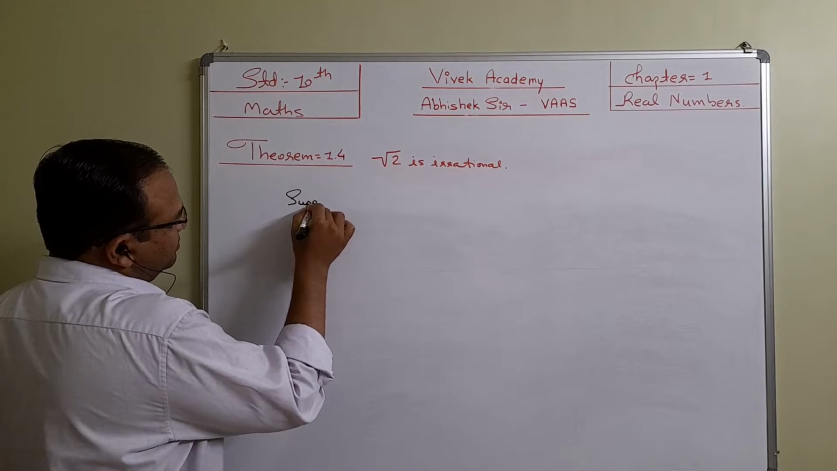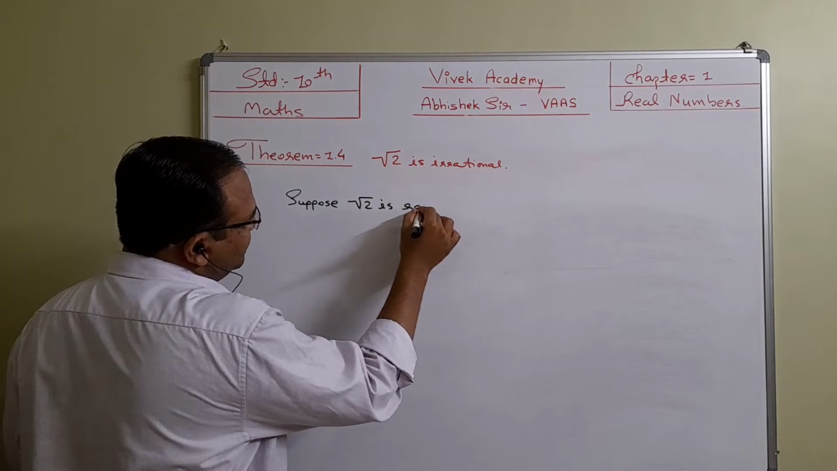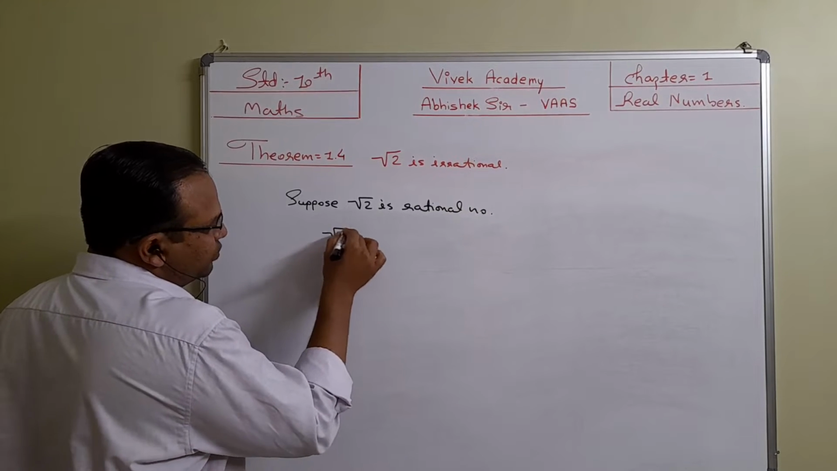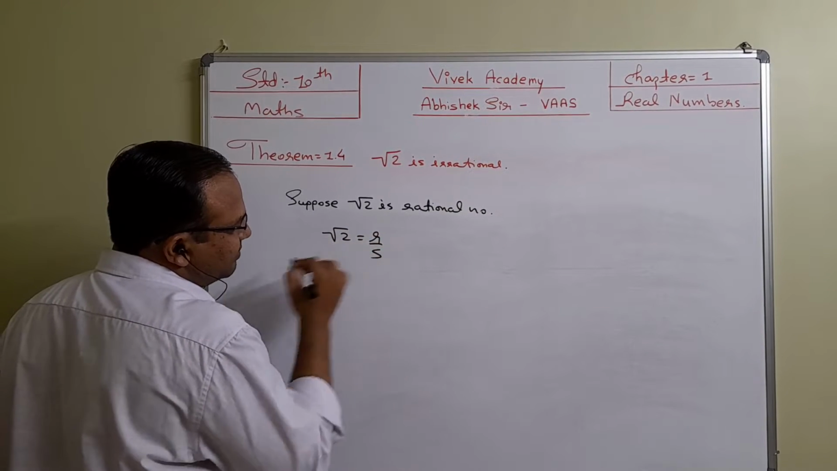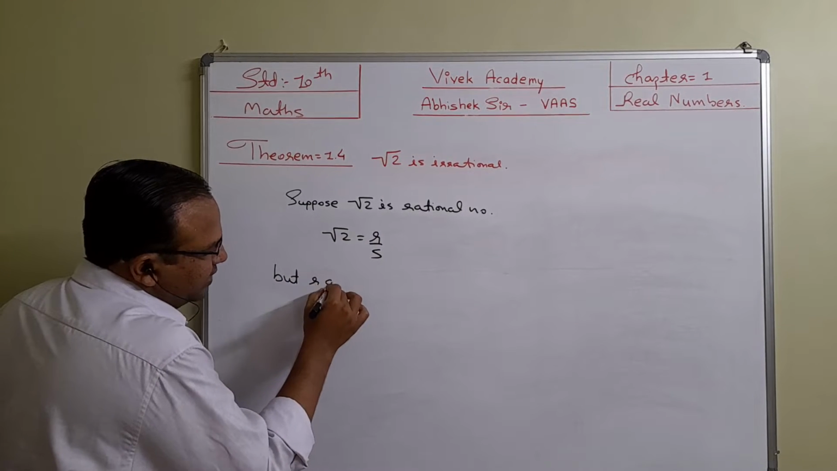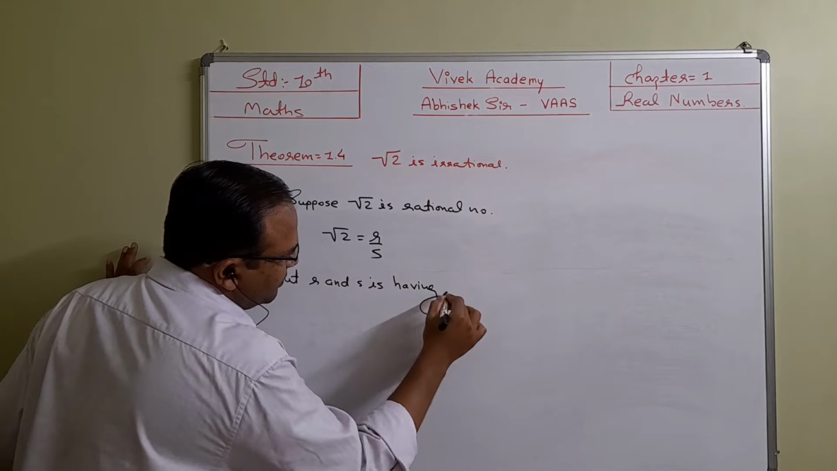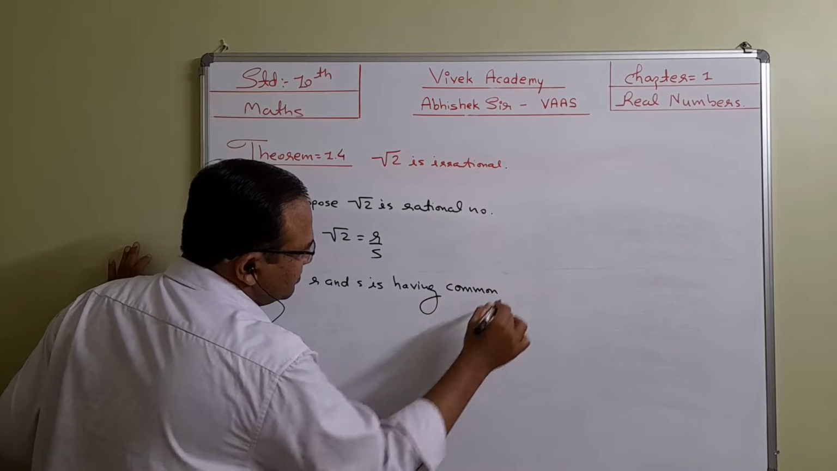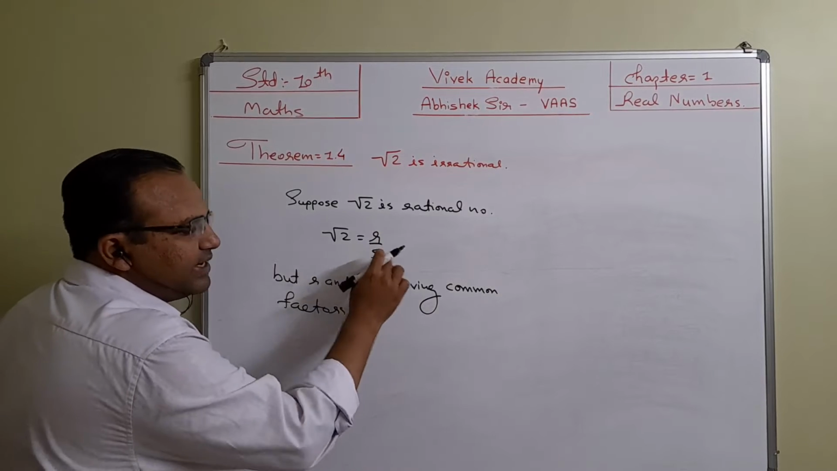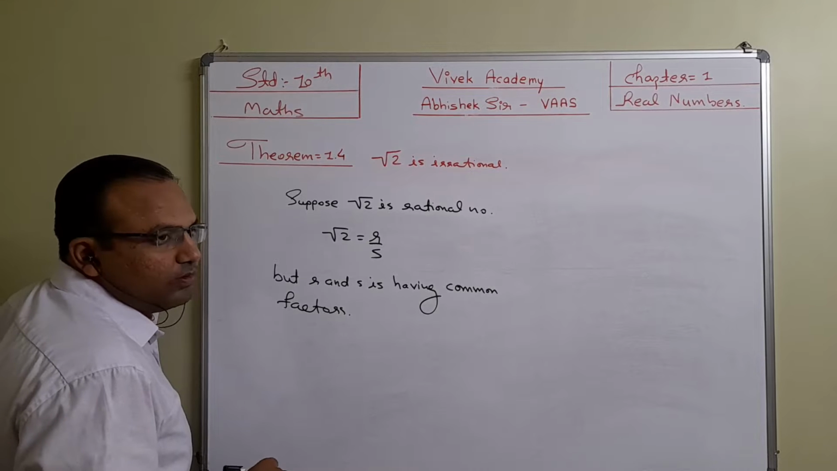Suppose root 2 is a rational number. So we can write root 2 as r by s, but r and s have common factors. When we try to divide r and s by the common factors, what will we get?